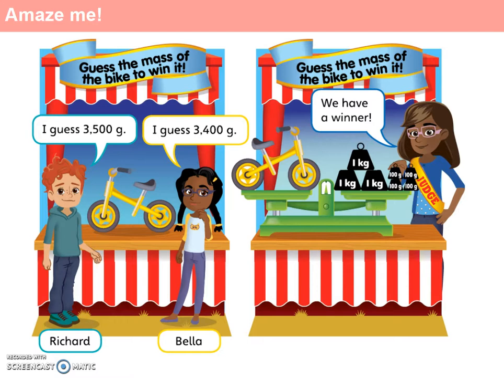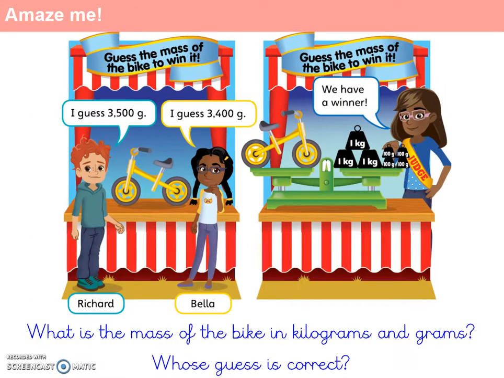So now let's look at the questions that we're going to be focusing on in this session. Question 1a is asking, what is the mass of a bike in kilograms and grams? And once we know that, the question is, whose guess is correct? So think about what both Richard and Bella are saying and what that means, and how we can link that to what the judge is pointing out on the weighing scales.